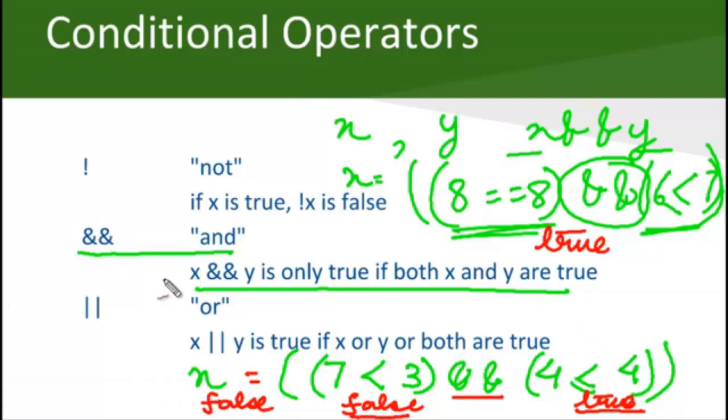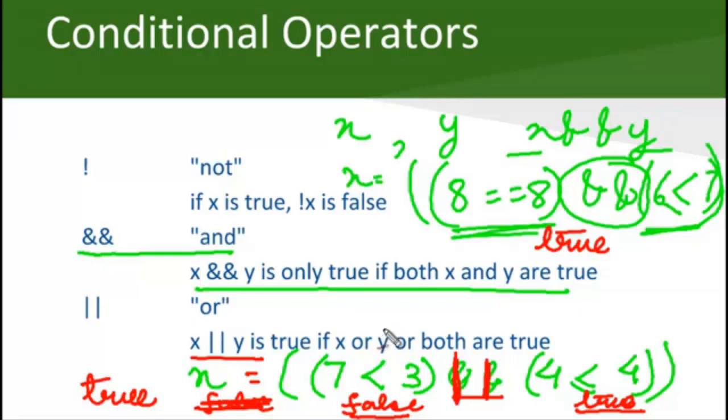Now comes the OR operator. So when we have OR here instead of AND, then if either one expression or the other or both of them are true, then x becomes true. So when we have OR here, then the value of x becomes true. So when we have x and y, x or y is true if x or y or both are true.